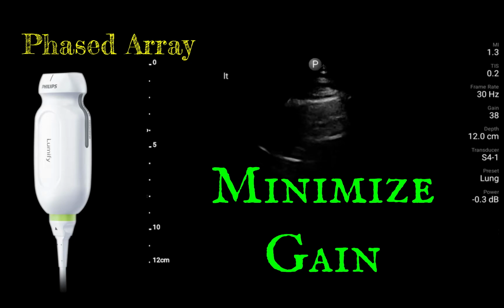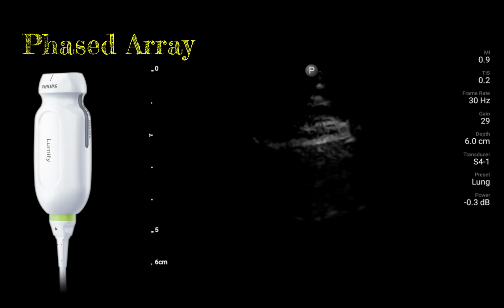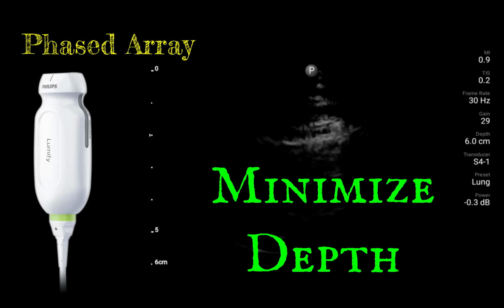Now if you're still unsure, the next thing to try is to decrease the depth, so that you're focusing in on the pleural line rather than wasting all that deep underexposed space. So here's that same patient, focused in a little bit more with lower depth. So that's step 2. Minimize the depth so that you're focusing in on the pleural line.